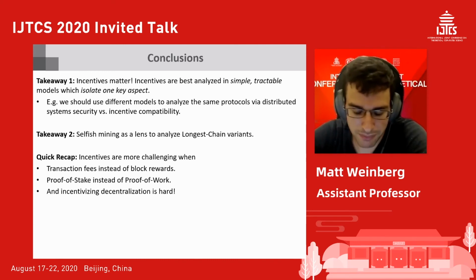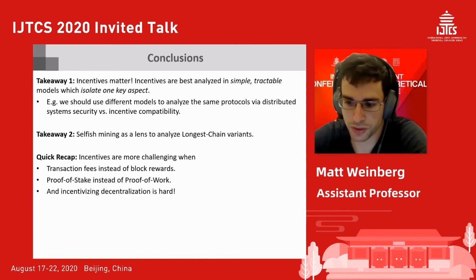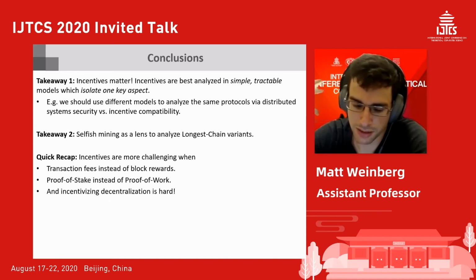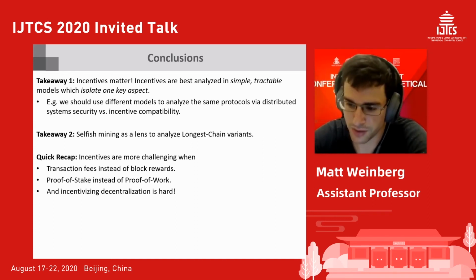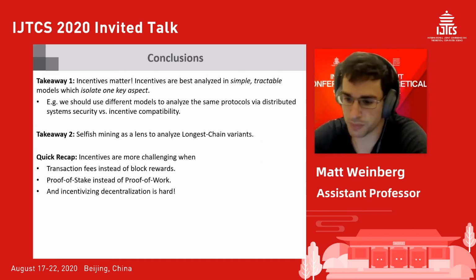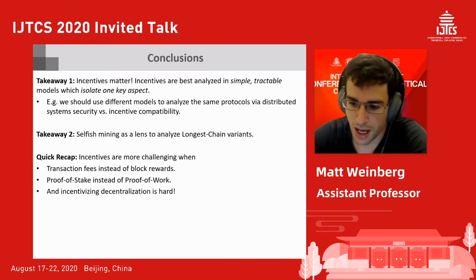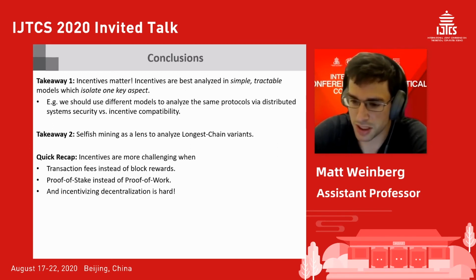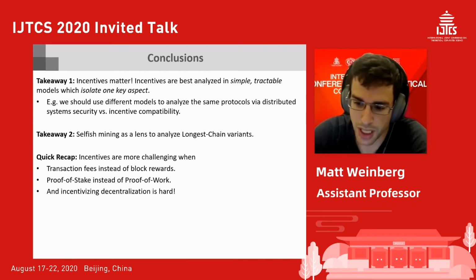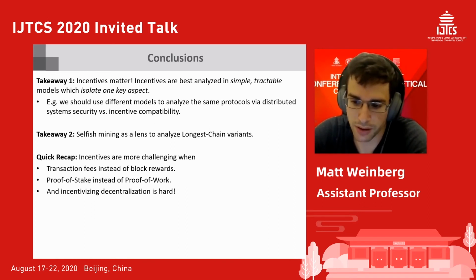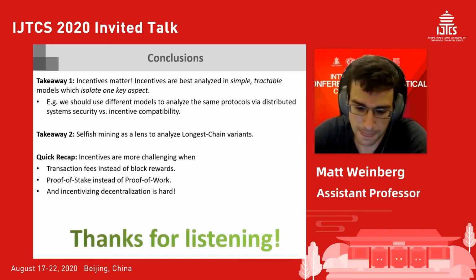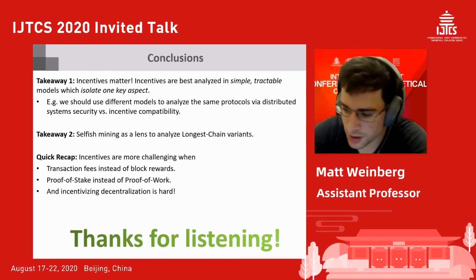Okay. And then the last recap is that I showed you two follow-up settings where the incentives are harder: transaction fees are harder than block rewards, and proof of stake is harder than proof of work. It doesn't mean we should give up on those settings. It just means that we need to understand that they are not proof of work and that they require additional thought. So that's it. I'll end the talk there.